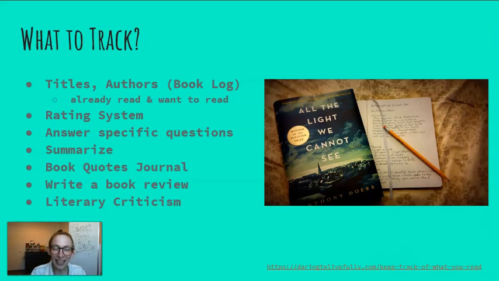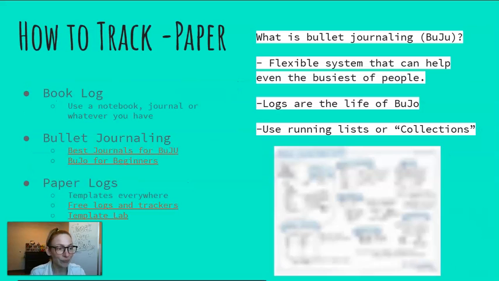If you want to make it a little bit funner for you to track your reading, you can add a rating system, you can answer specific questions, you can try to summarize the book, you can even keep a book quotes journal, which is a great way to remember and jog your memory, especially if lots of people ask you for reading recommendations. You can write a book review, either on Amazon or Goodreads, someplace that you have a record of what you read so you can look back on it later. And you can even try your hand at literary criticism.